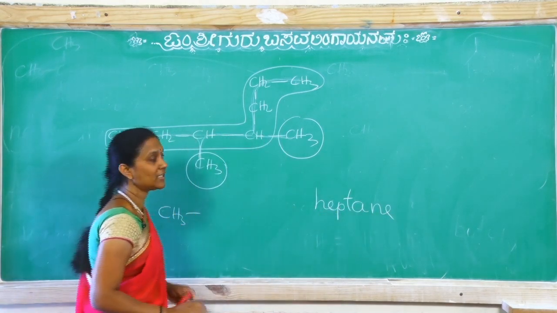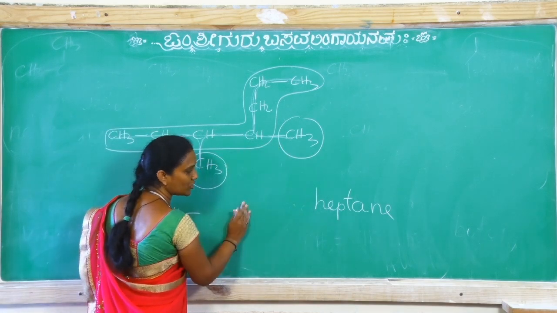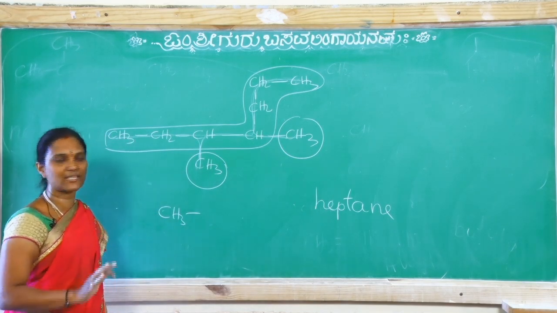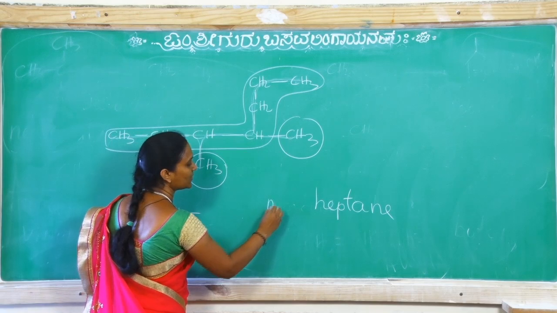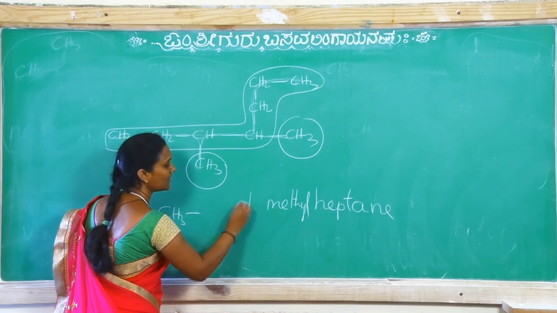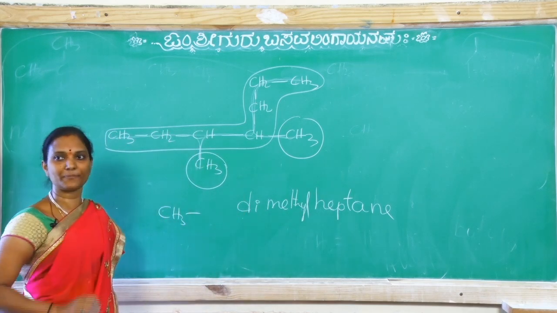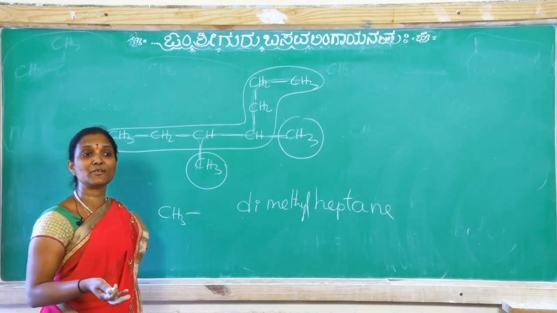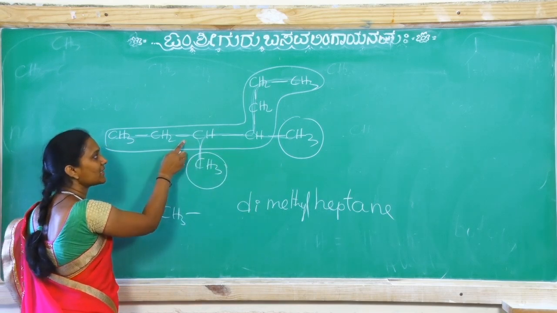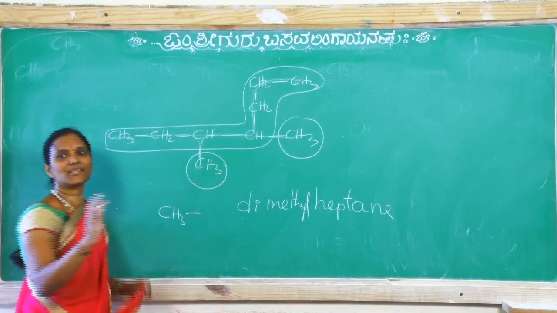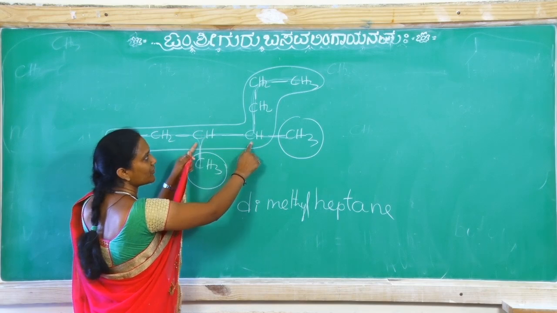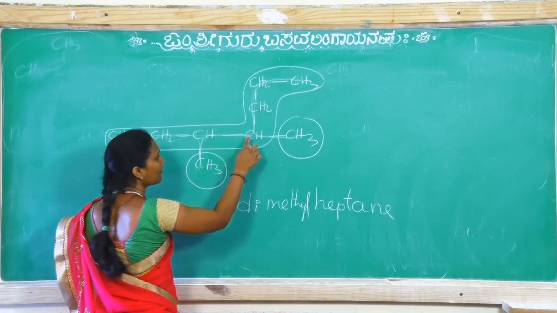This part is completed. If any branch is given, we should write the branch's name before the word root. So what is the name of this branch? Methyl, before the word root. How many methyl? 2. Dimethyl heptane. Okay. Where are these dimethyl groups? Now give the numbers. From this side the numbering is correct, and this side is also correct. Select the least sum. 1, 2, 3: 3 plus 4. From this side, 1, 2, 3, 4: 4 plus 5.